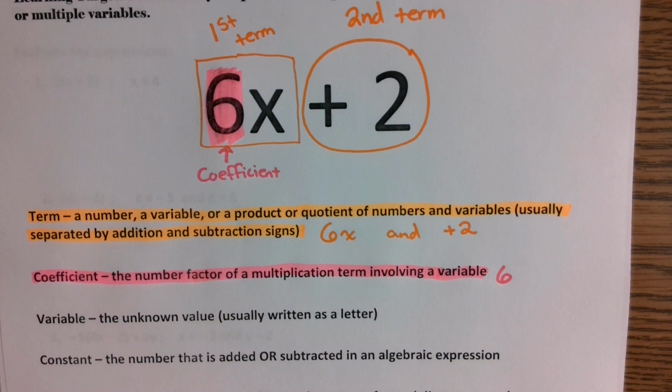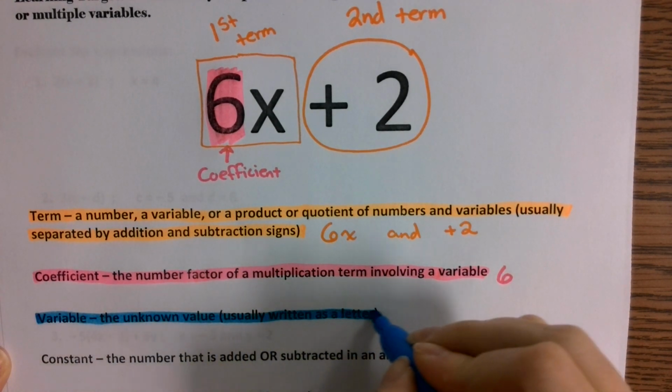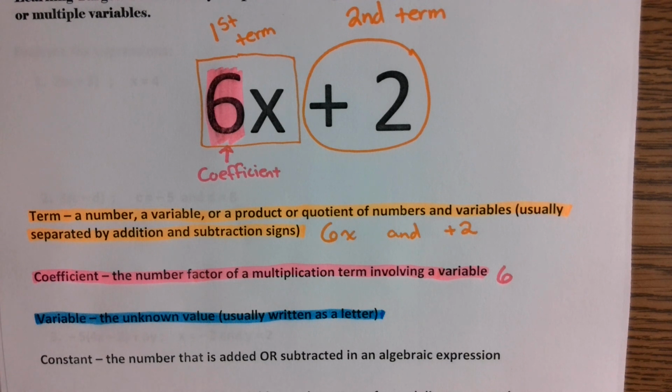Then we've got the variable. A variable is the unknown value. It's usually written as a letter. Most of the time, the letters that we tend to use are x and y. We might use w's or m's. We don't tend to use t.